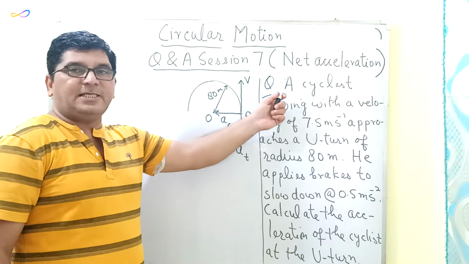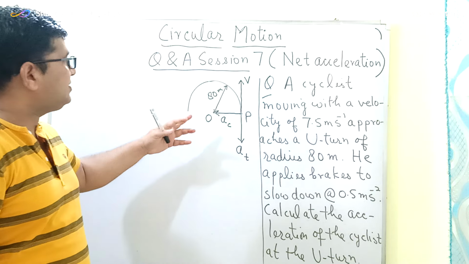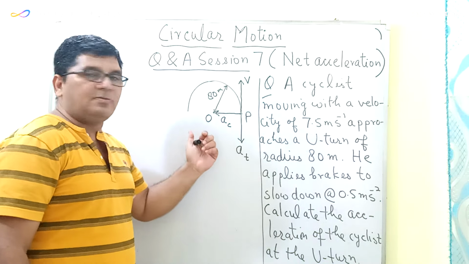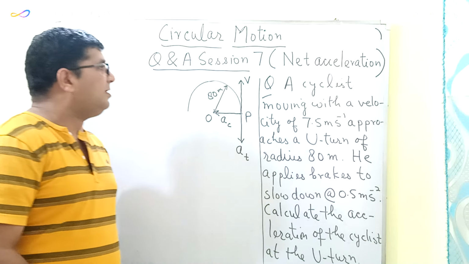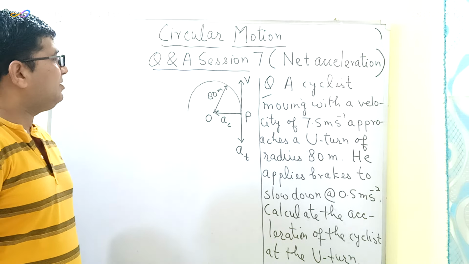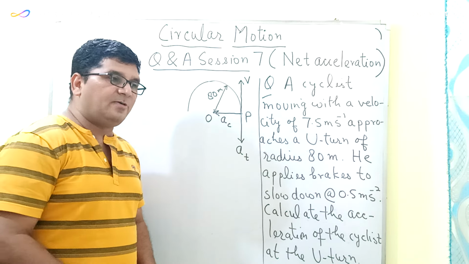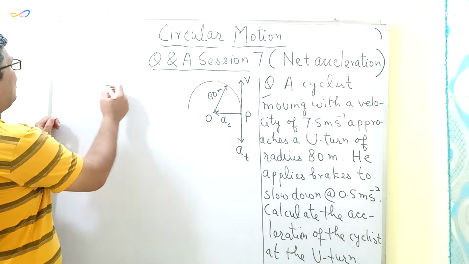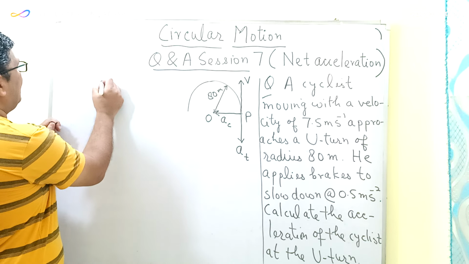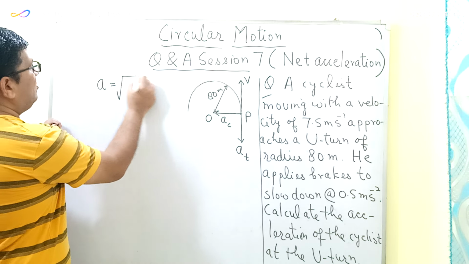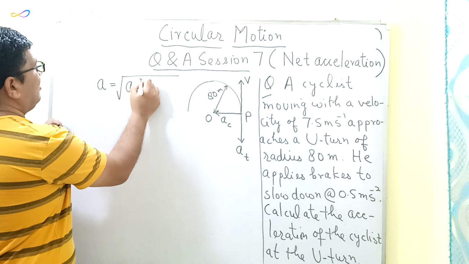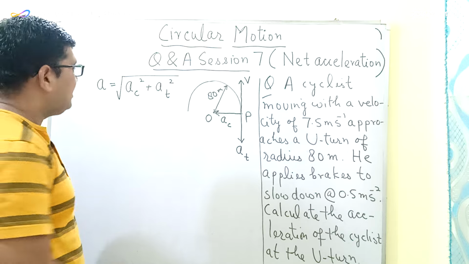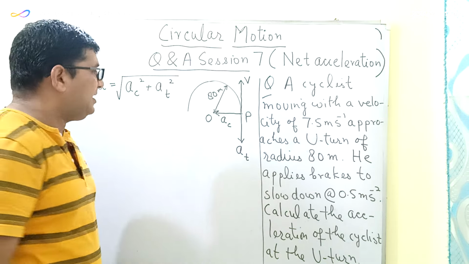The topic is the net acceleration, and this session is related to session number 2, in which we have studied the dynamics of circular motion. In that session we derived the equation for the resultant acceleration, the net acceleration, which was equal to the square root of AC square plus AT square, where AC is the centripetal acceleration and AT is the tangential acceleration.